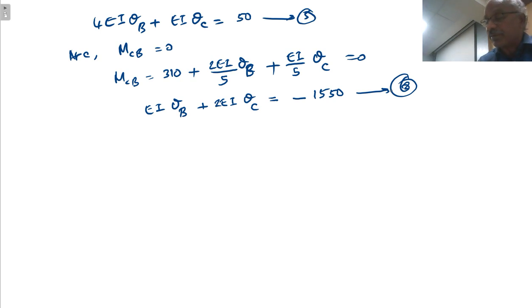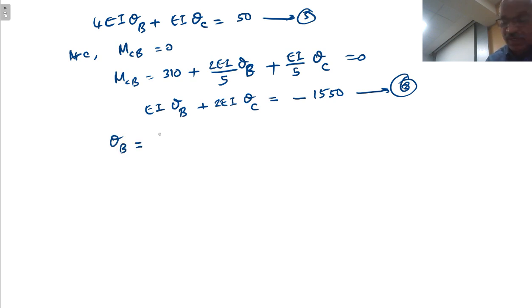So these are the two equilibrium equations. We know there are two unknowns, θB and θC, and we have got two equations in θB and θC. You can simplify to your convenience. Either multiply this equation by 4 so that 4EIθB can be cancelled, or multiply this equation by 2 so that it will be 8EIθB plus 2EIθC, so θC will get cancelled. Thereby you can find the values by solving.